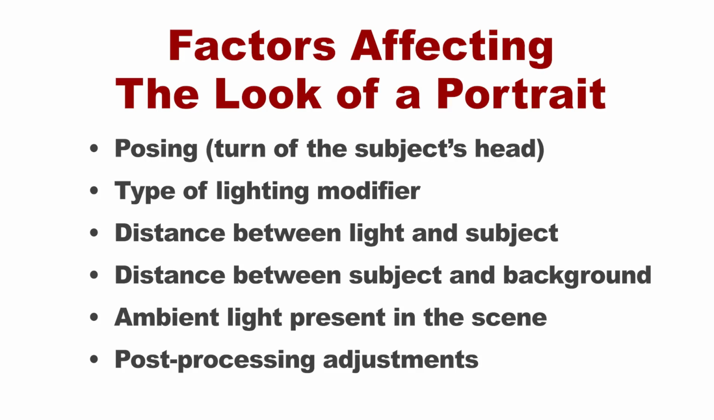Now, these different looks, all of this depends on things like this, okay? The turn of your subject's head, the type of lighting modifier that you're using, the distance between the light and the subject, which is related to the size of the light against your subject. The distance between your subject and the background affects things, the ambient and other light present in the scene, post-processing adjustments. I mean, there's lots of factors that go into the look that you're going to get out of your images with that one light, but these are things that you learn as you go along.